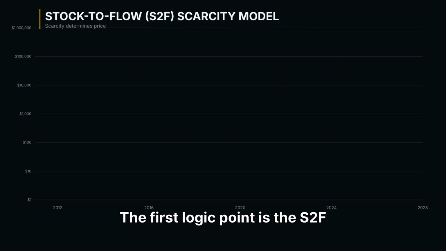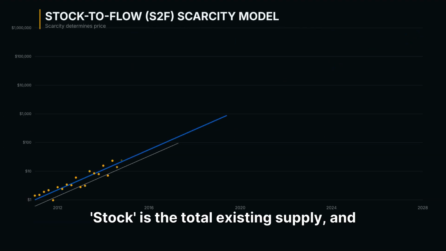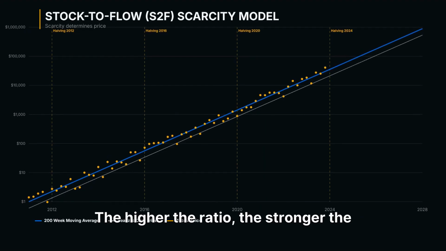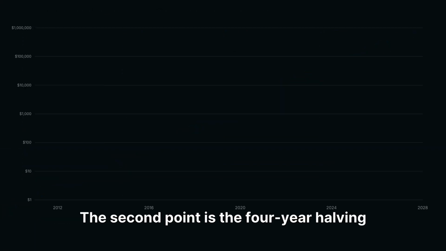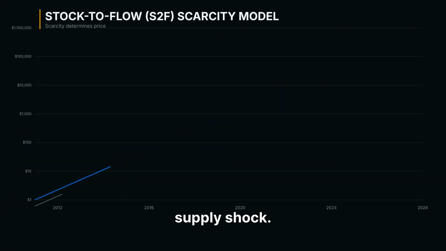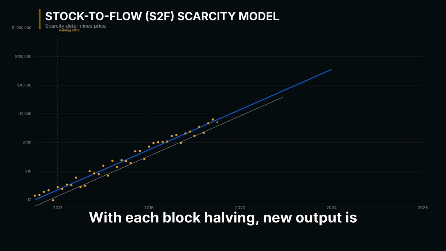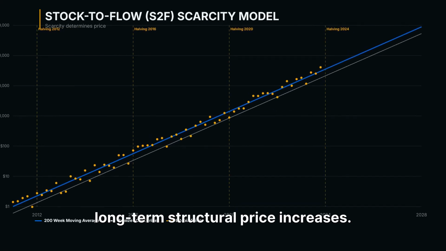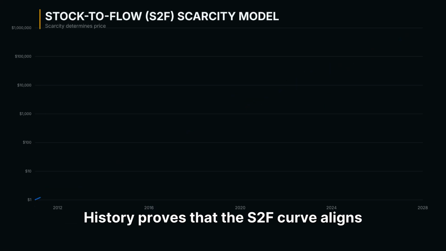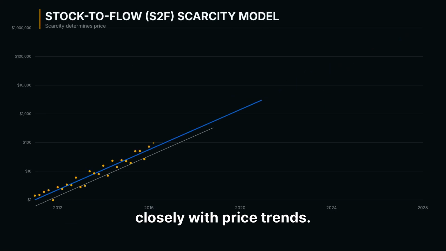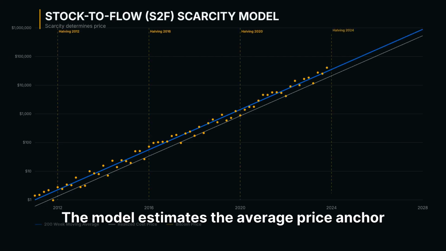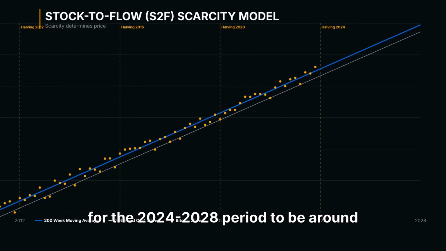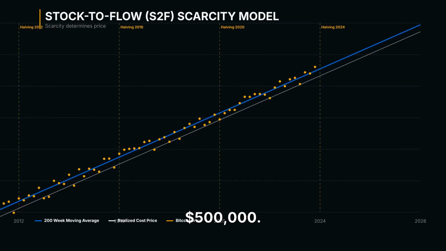The first logic point is the S2F ratio. Stock is the total existing supply, and flow is the new annual production. The higher the ratio, the stronger the scarcity. The second point is the 4-year halving supply shock. With each block halving, new output is halved, doubling the S2F ratio and driving long-term structural price increases. History proves that the S2F curve aligns closely with price trends. The model estimates the average price anchor for the 2024 to 2028 period to be around $500,000.